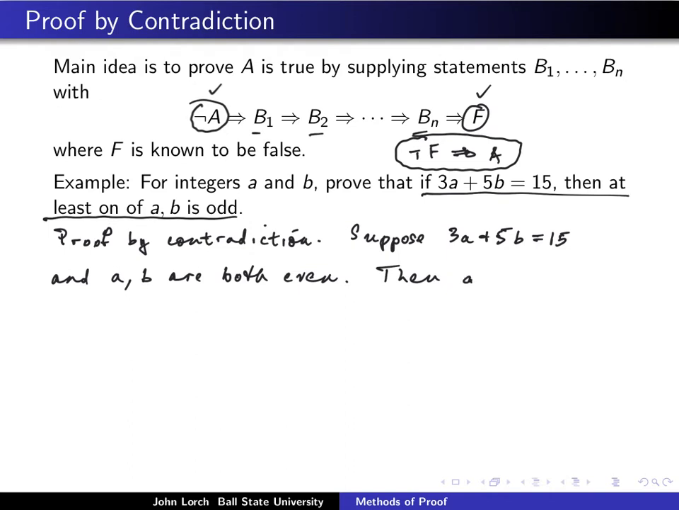Then what does it mean to be even? Well, it means that it's a multiple of 2. So that means that a equals 2n and b equals 2m for some integers m and n.